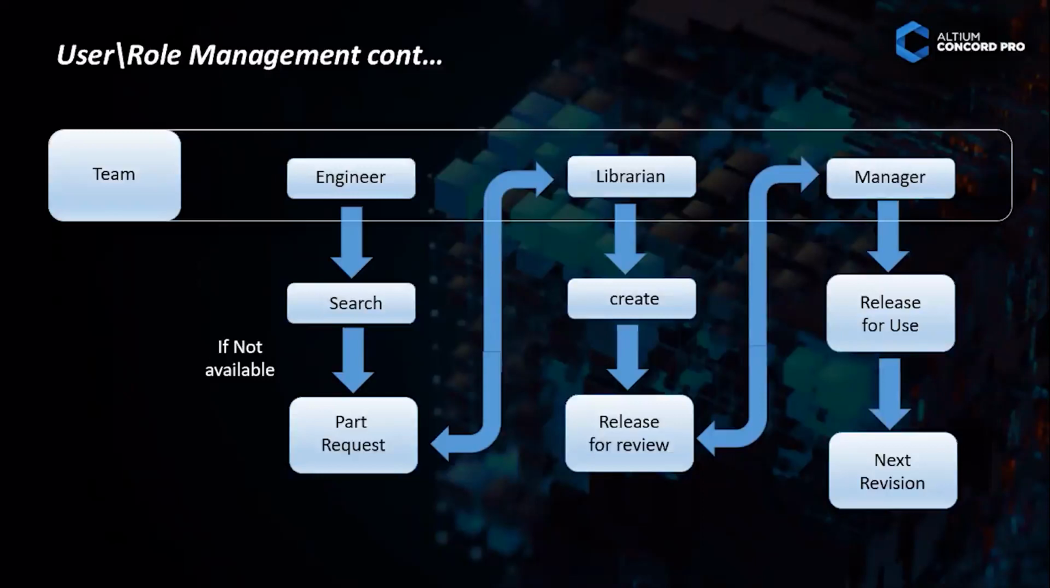First the engineer will search the component. If it is not available, he will raise the part request. The librarian will get notified. He will create the component and release it for review. The manager will review, and he will release it for use. After that, if there are any changes, it will keep the next revision. So we have revision management also, right? He will create the next revisions. So if you have any other different role structure, then we can customize that also.